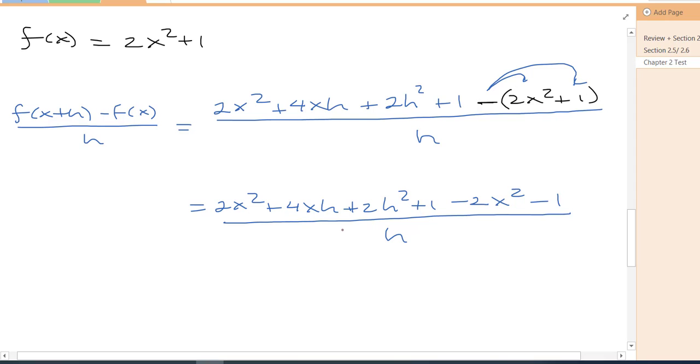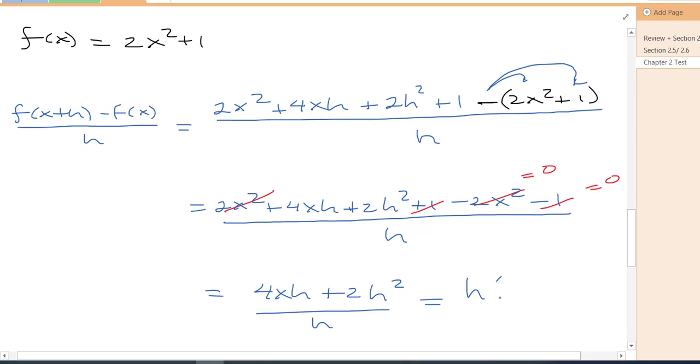Okay, so let's combine like terms. I see a 2x squared minus 2x squared, so those zero out. Plus 1 and minus 1, those also subtract out to give us 0. So we're left with 4xh plus 2h squared all over h. Notice that in the top everything has an h, so we can factor it out. So 4x plus 2h all over h.